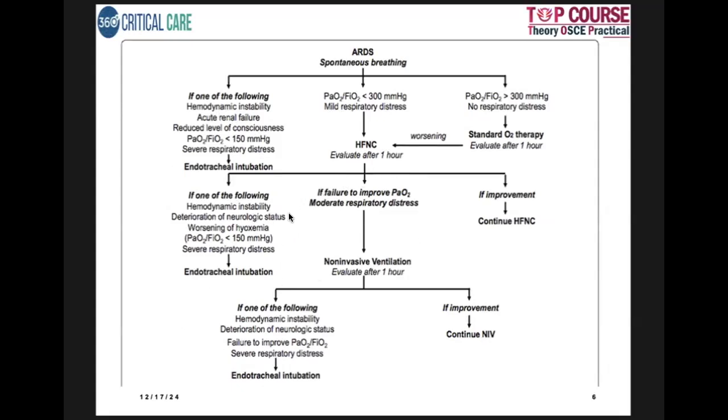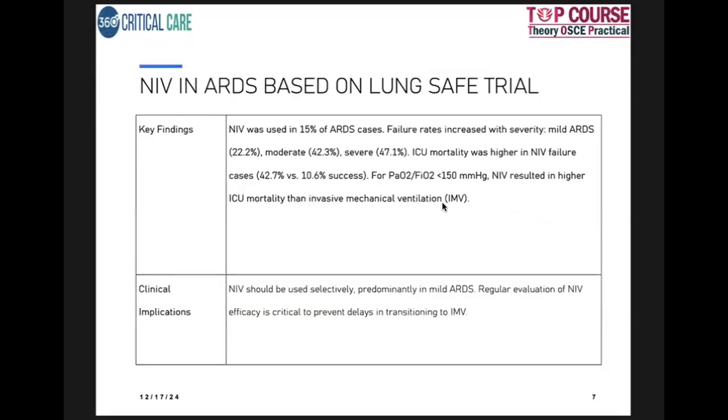But if there is no improvement in the PaO2 and the PF ratio is still less than 300 with mild hypoxia, then you can try NIV for 1 hour. If that fails, again intubation. If not failing, then continue NIV. But if the patient has a PF ratio of more than 300 mmHg, then you continue with standard oxygen therapy.